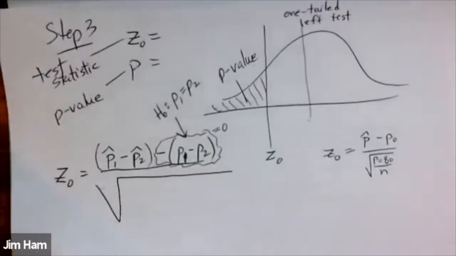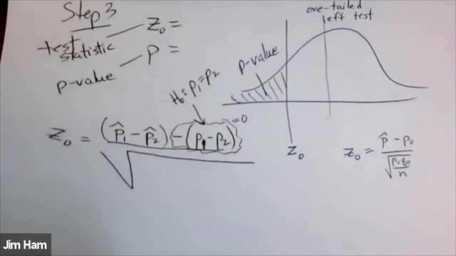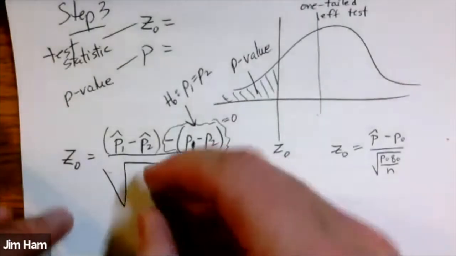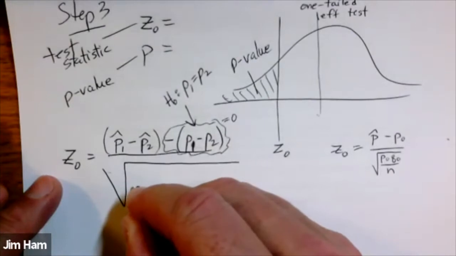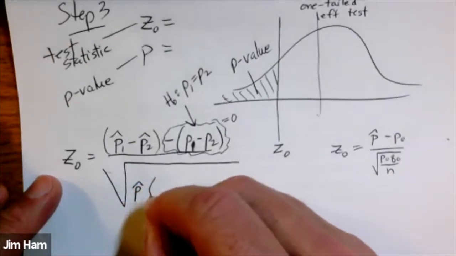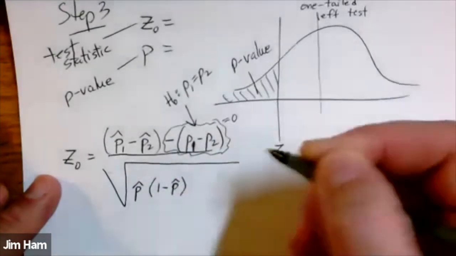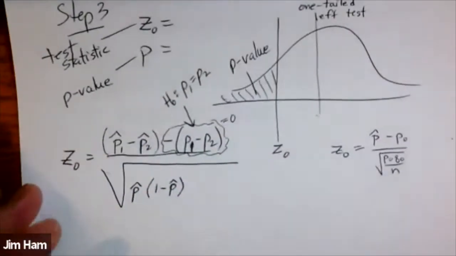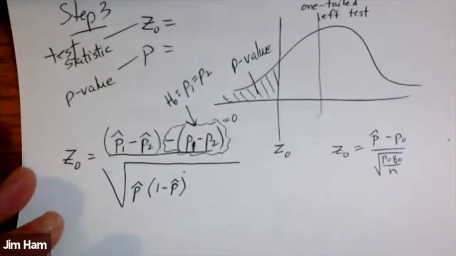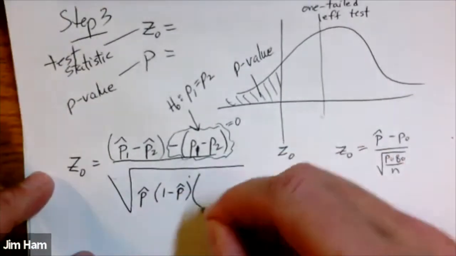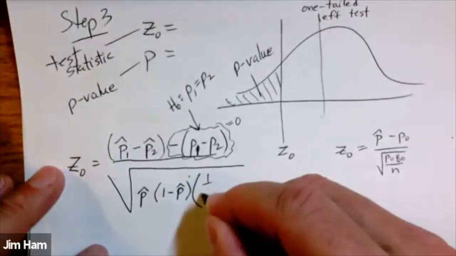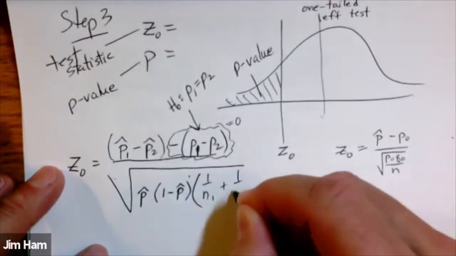All right, but the standard error term involves two proportions. And let me just go ahead and give it to you. We're not really going to use it a whole lot, but this is p hat times q hat, which is 1 minus p hat. And then, well, you can put them together or not, 1 over n1 plus 1 over n2.